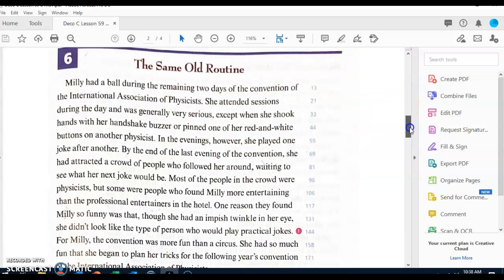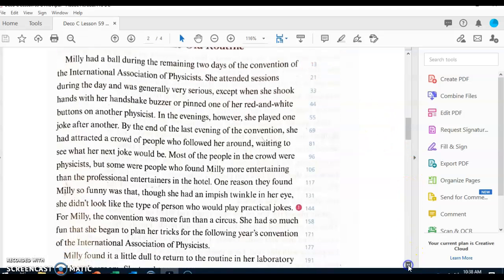Let's go ahead and begin with her story, the same old routine. Please follow along as I will be answering the questions. Millie had a ball during the remaining 2 days of the convention of the International Association of Physicists. She attended sessions during the day and was generally very serious, except when she shook hands with her handshake buzzer or pinned one of her red and white buttons on another physicist.